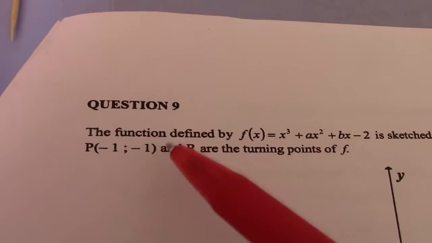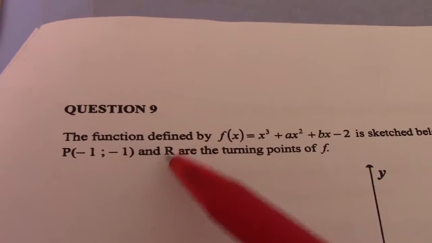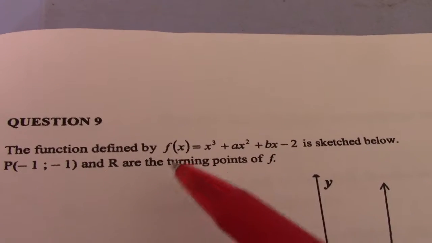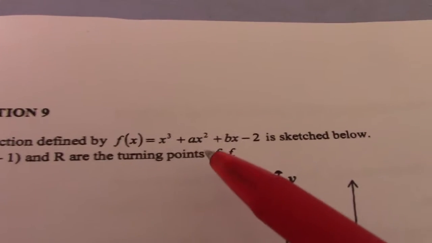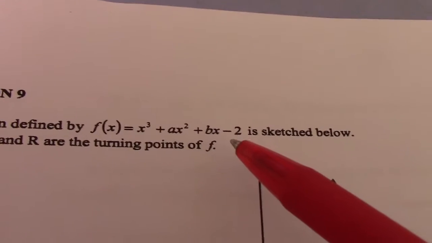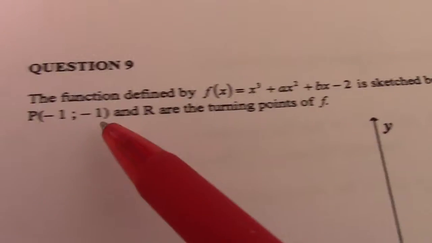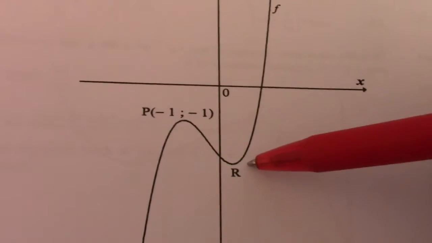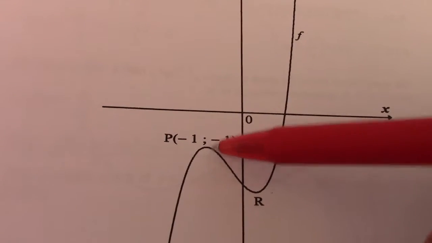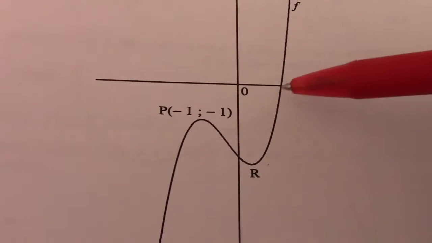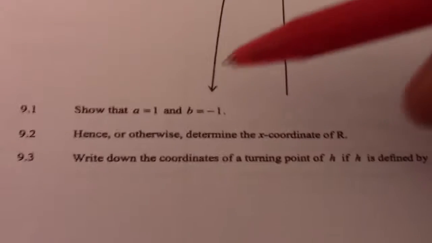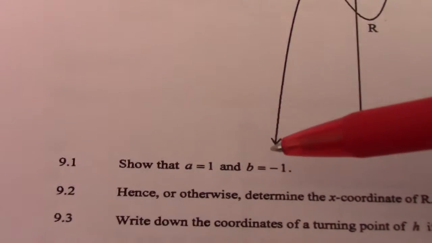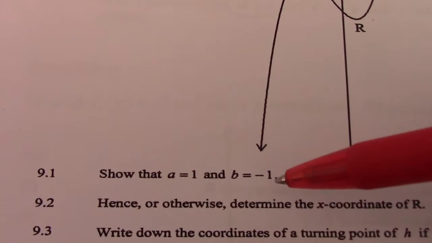November 2013, question 9, cubic functions, calculus. The function is defined by f of x equals x cubed plus ax squared plus bx minus 2. Sketch below. P(-1, r) are turning points of f, so they are stationary points. The graph turns at r and it turns at p. P does not make contact there, so only one root. Show that a equals 1 and b equals minus 1.